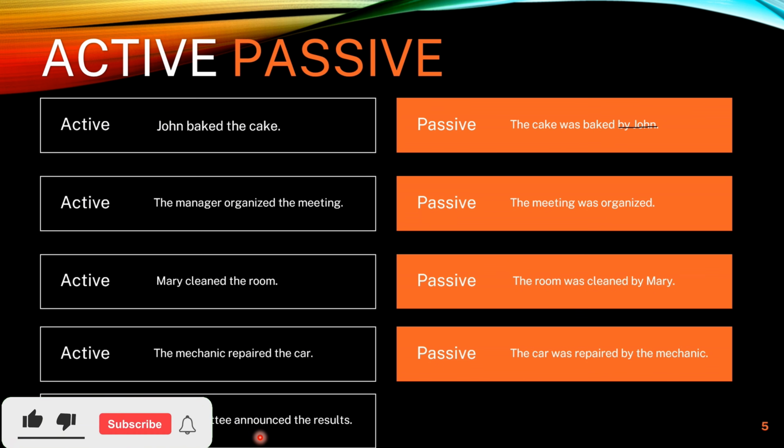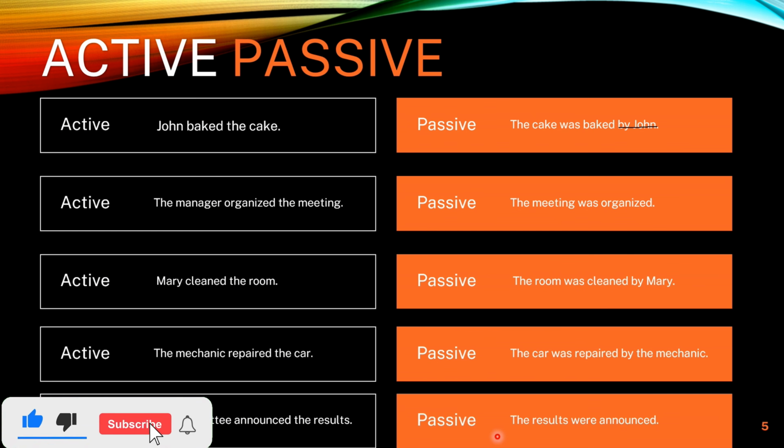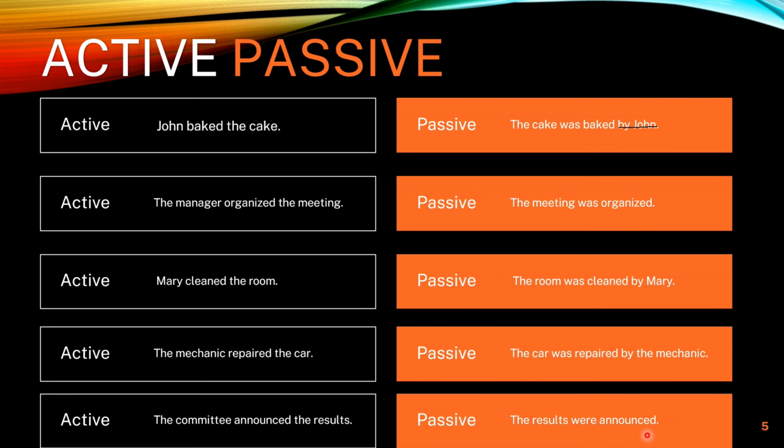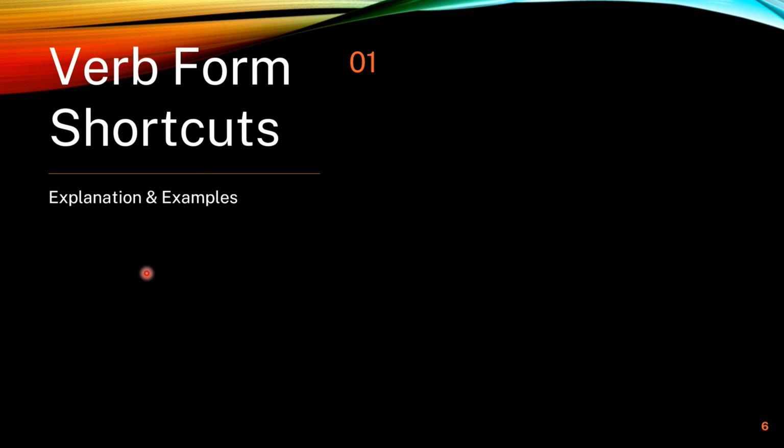Next one, the committee announced the results, right? Passive, the results were announced. Doesn't matter who announced, but the results were announced. Good. All right. Let's move to the next topic.